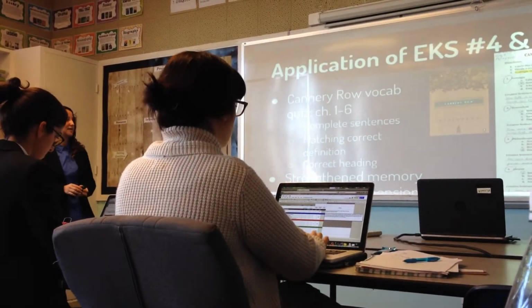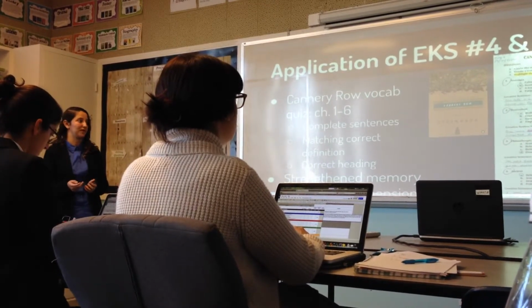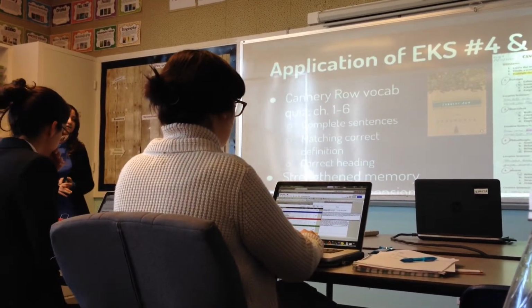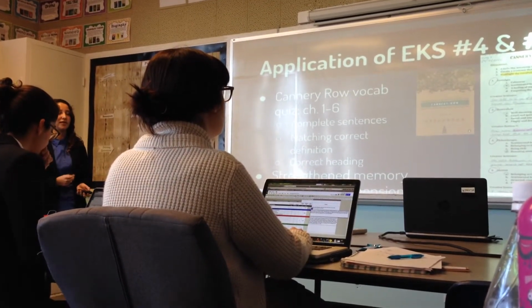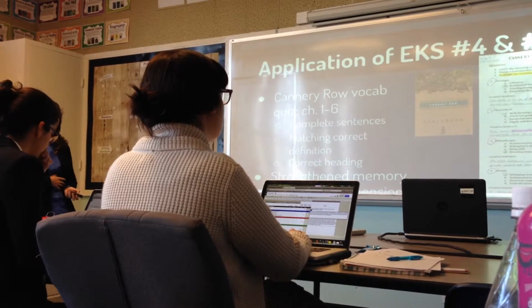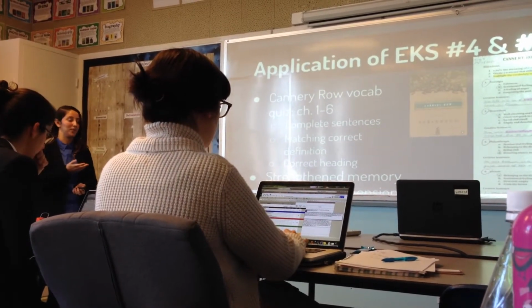An application of EKS number 4 and number 9 would be my Can You Roll vocabulary quiz on chapters 1 through 6. I wrote complete sentences for each word, and I also matched the correct definition for each word, which alone has given me a mastery score of 4. I also wrote the correct heading in the MLA format on my paper.